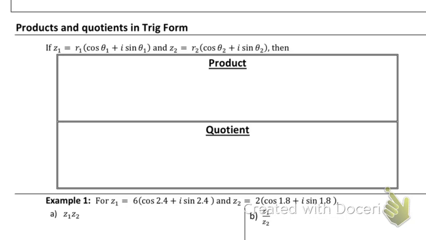So if we have 2 complex numbers in trig form, which we have up there, we have z sub 1 and z sub 2. Both are different complex numbers. The product is going to be, well, that's a product.